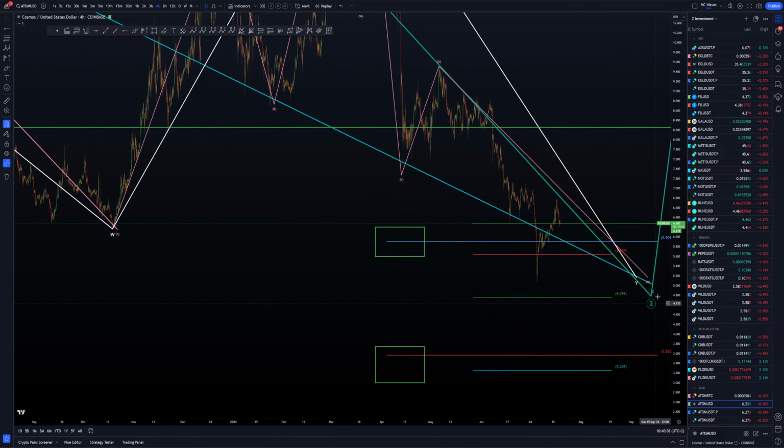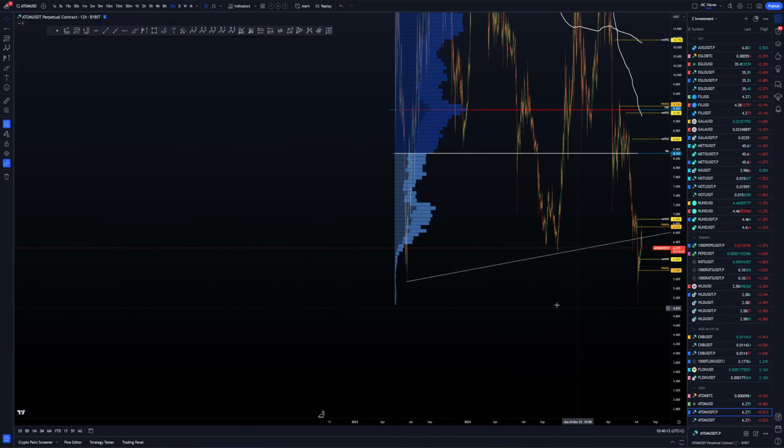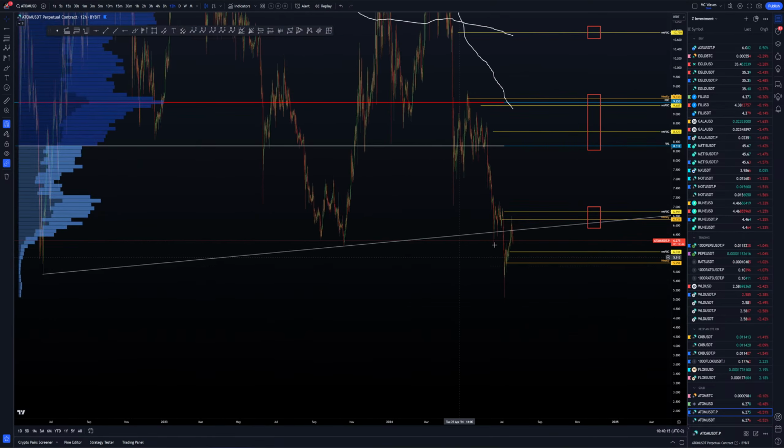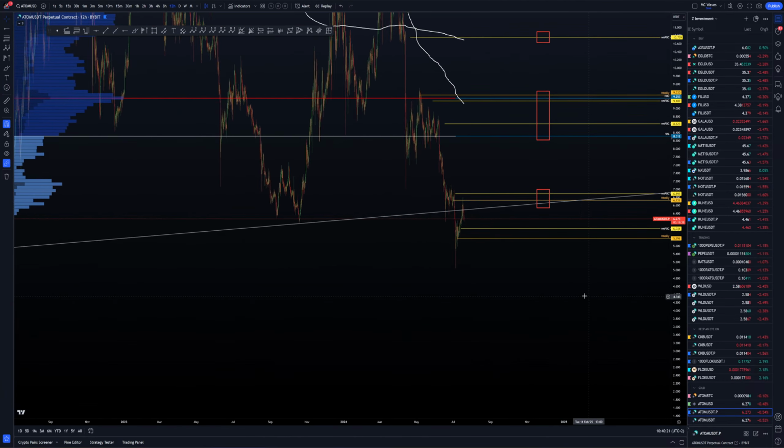I'm going to buy back only if we get acceptance above. So here's the first resistance we have, this trend line here, from this bottom to this bottom. For now, we just got to flip the resistance and the weekly negative path control.